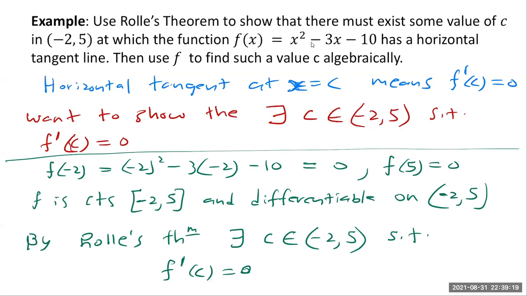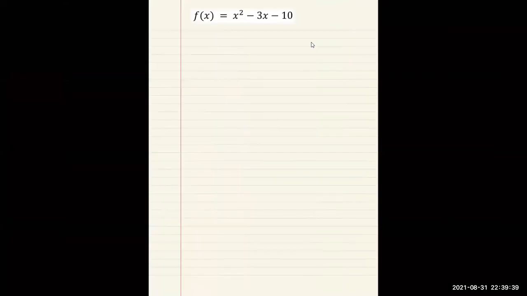Pardon me, we have one more part. Then use f to find such a value C algebraically. How do you find this value C? We need to find the value C such that f prime of C is equal to 0. So let me compute f prime of x. Here is my f prime of x.